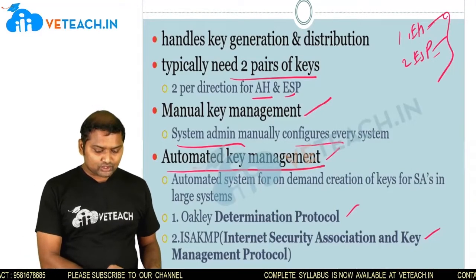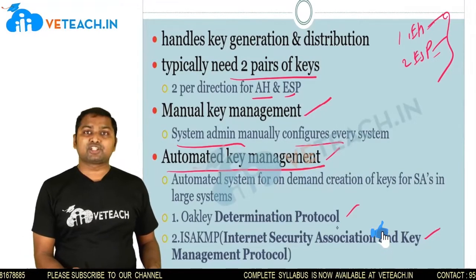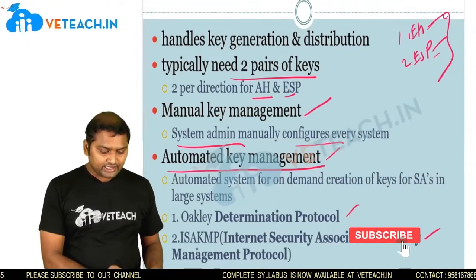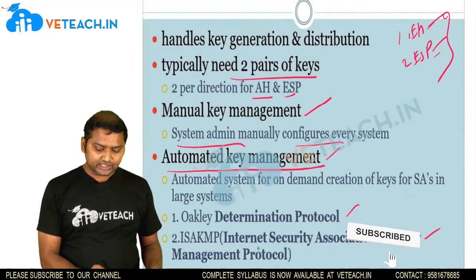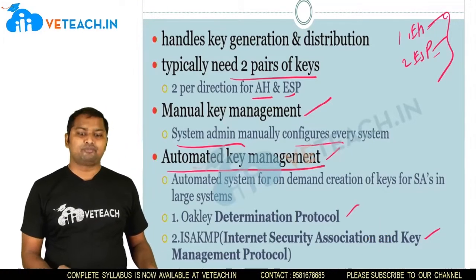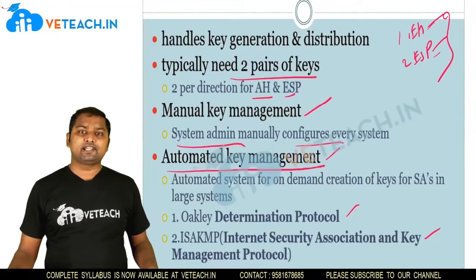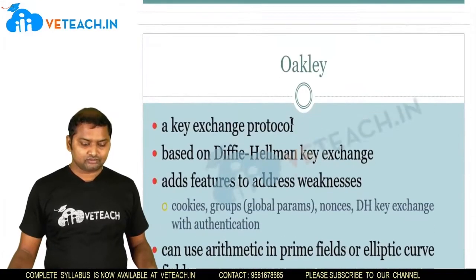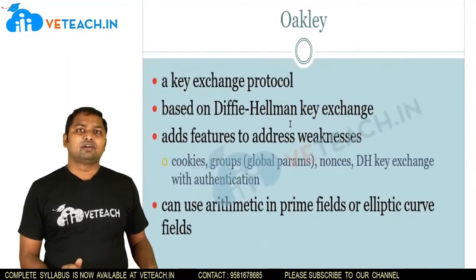So the first one is Oakley. It is a key determination protocol. The second is ISAKMP, that means Internet Security Association and Key Management Protocol. Now we will see one by one. So first we will see Oakley.